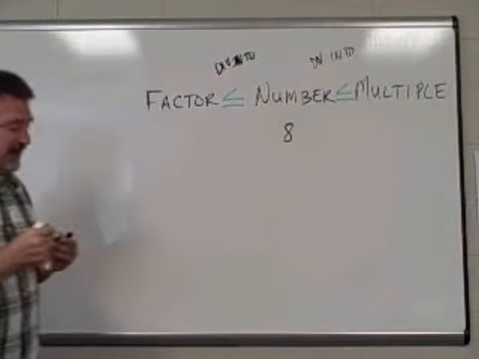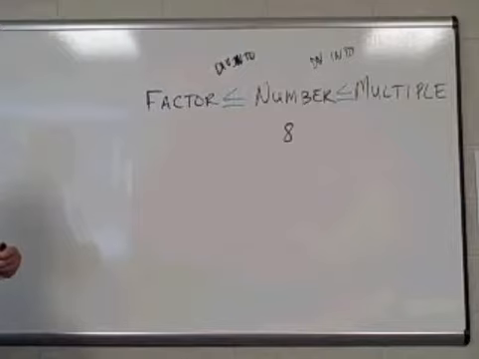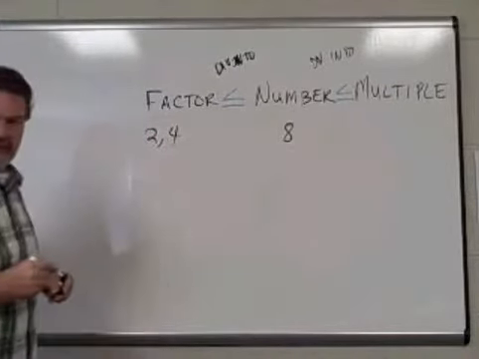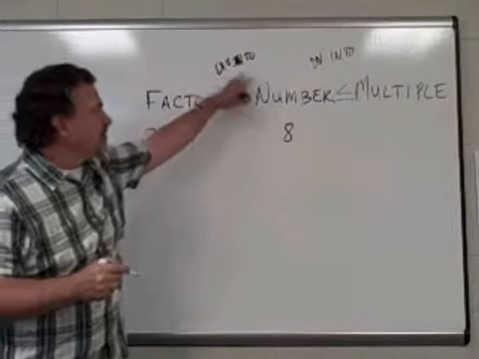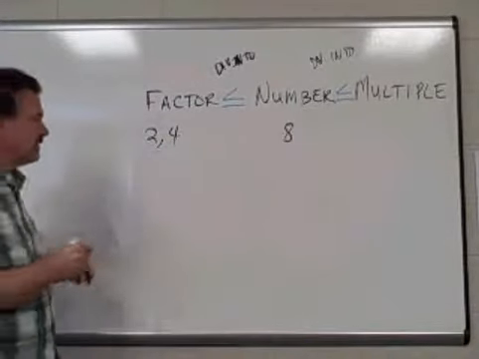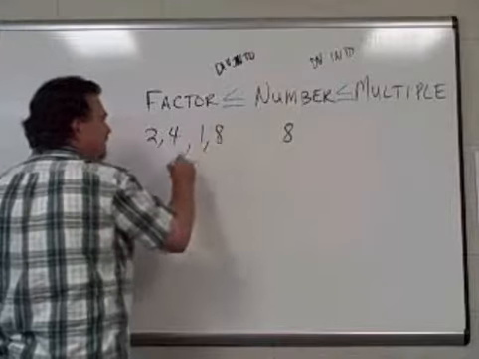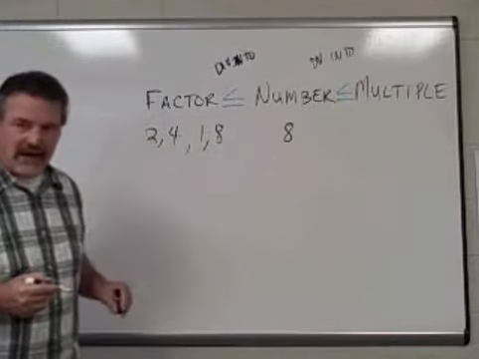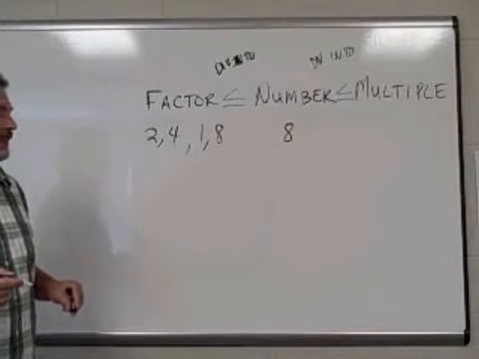Suppose we have the number 8. Giving you a chance to think about the factors of 8. Well, wouldn't 2 and 4 be factors of 8? 2 and 4 will both divide into 8. And wouldn't 1 and 8 also be factors of 8 because 1 and 8 will divide into 8.